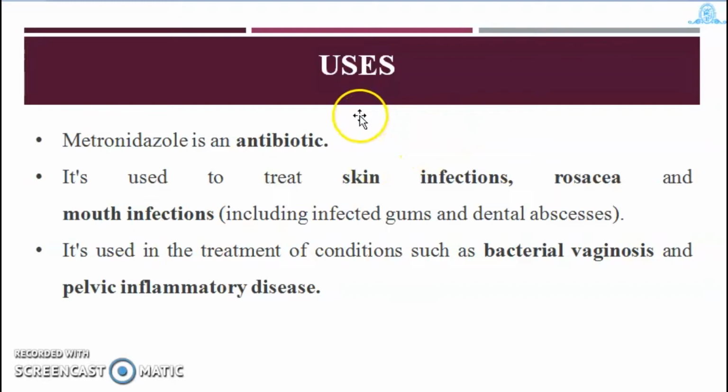The uses of metronidazole. Metronidazole is basically an antibiotic. It is used to treat skin infection, rosacea and mouth infections, which include infected gums and dental abscesses. It is also used in the treatment of conditions such as bacterial vaginosis and pelvic inflammatory diseases.